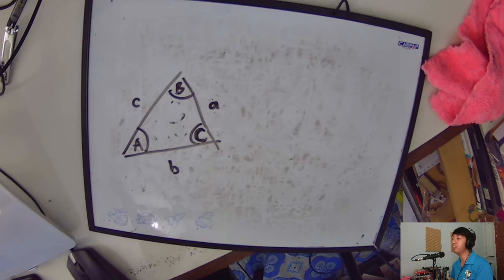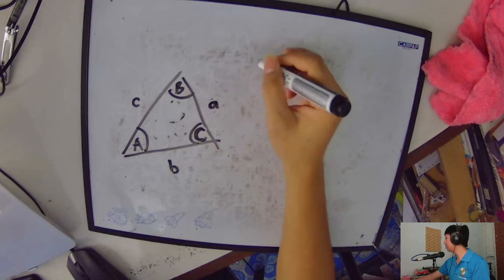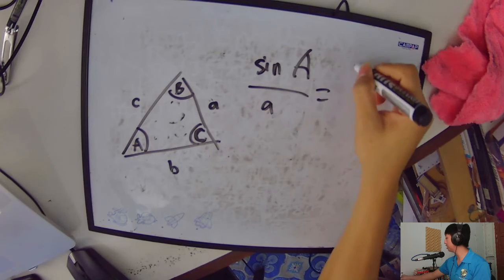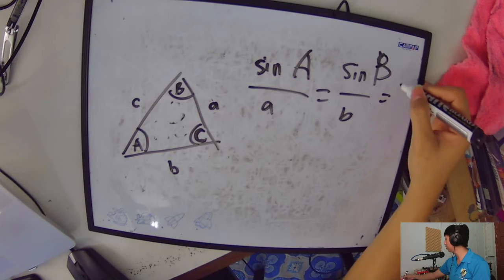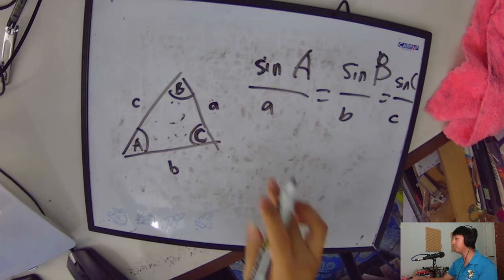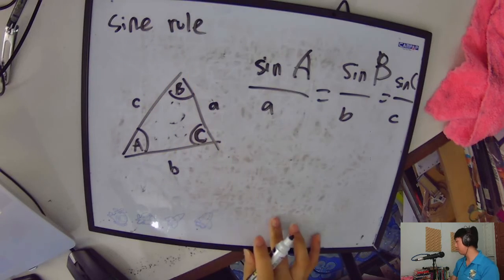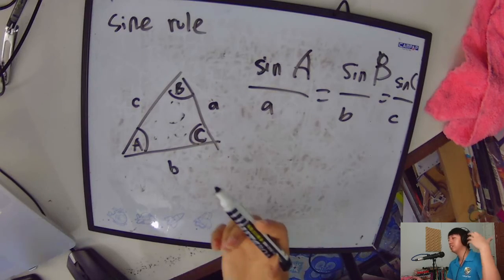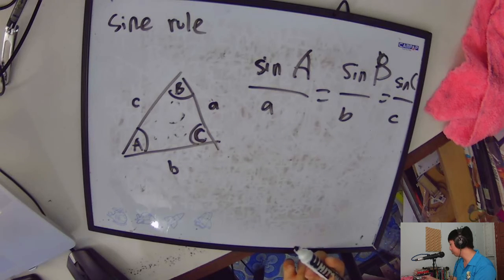Then the sine rule says that sin A over a equals sin B over b equals sin C over c. That is the sine rule. And we use the sine rule to either find a side or to find an angle. You've learned this already in maths.